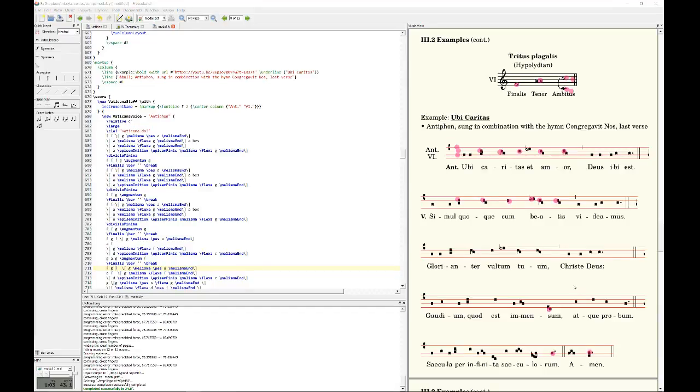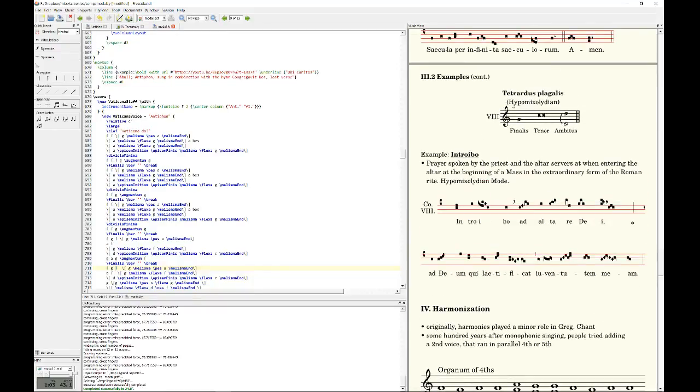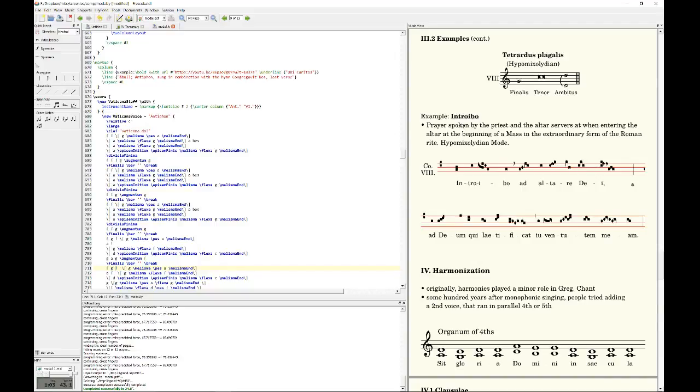Well, they skipped the Amen, but whatever. Okay, and the last example would be a short one of Hypo-Mixolydian. So we have this Introibo. It's a prayer spoken by the priest at the altar when he enters the altar, but only in the old Latin form of the Catholic Mass.